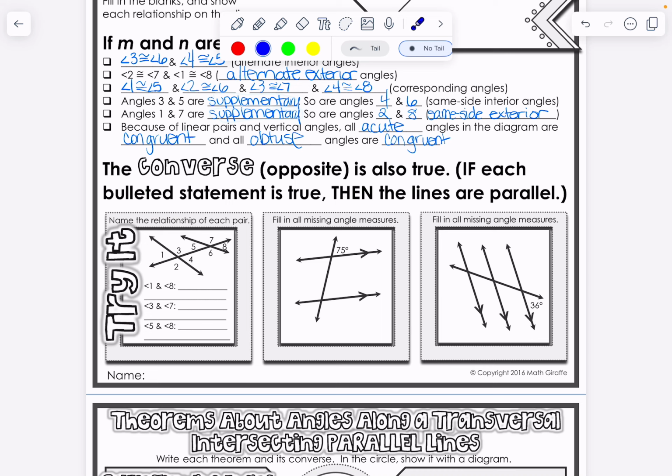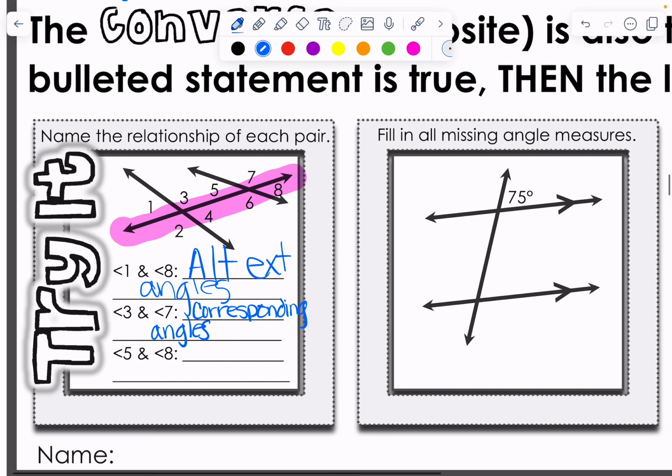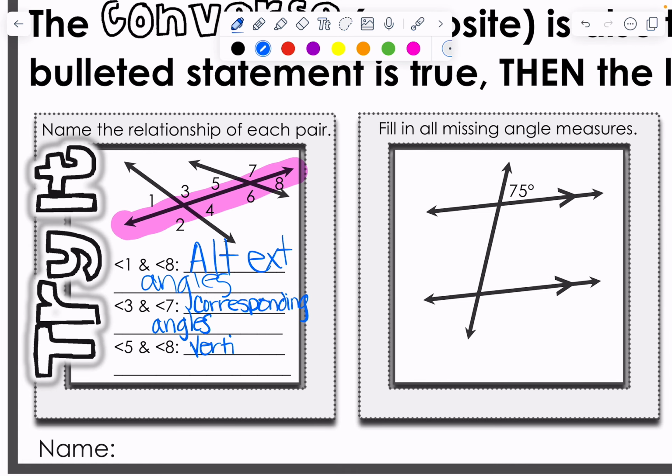So angles 1 and angle 8. So here's my transversal. Angle 1 and angle 8 are on opposite sides of the transversal outside of the line. So those would be alternate exterior angles. Angle 3 and angle 7 would be corresponding angles. And then angles 5 and 8 are vertical angles.